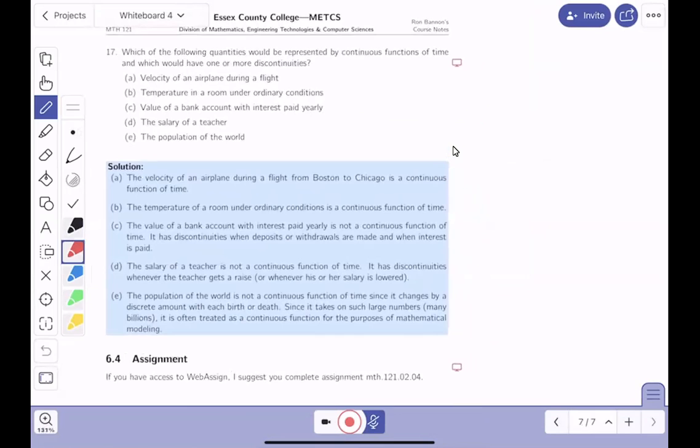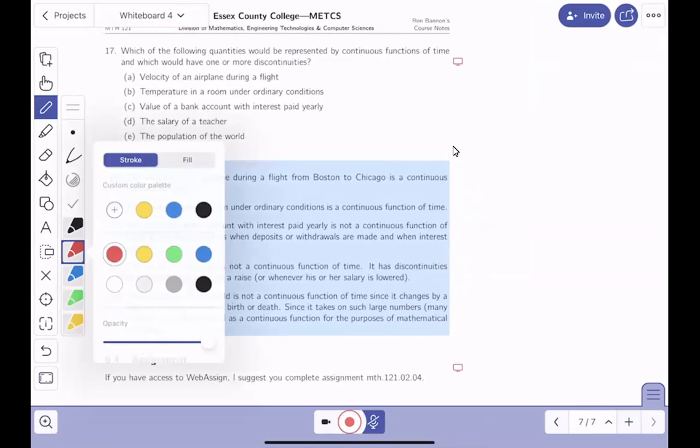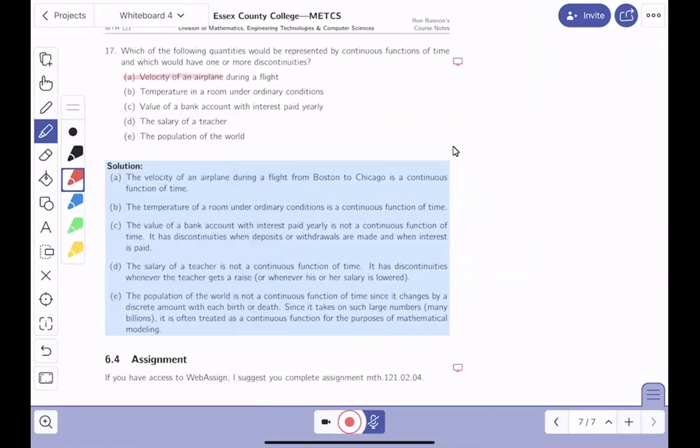Some people don't like these because they have to write. I'm going to read through it. It says, which of the following quantities would be represented by a continuous function of time, and which would have one or more discontinuities. By the way, looking at letter A, they're relatively simple. The velocity of an airplane. I hope you know the velocity of an airplane is smooth, right? It's very continuous. If you look at the speedometer, it's a very continuous flow of motion. So let's just read it.